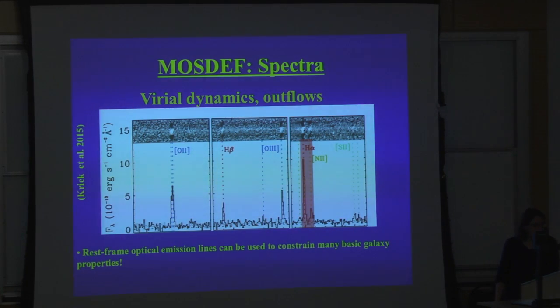Now, in addition to looking at the strengths of these lines, we can also look at their shapes. Okay, turns out the widths of these lines tell us something about kinematics, motions in the galaxies, and we can combine them with the sizes of the galaxies and the virial theorem to estimate the dynamical masses of these galaxies. But we can also look at the detailed shapes of these lines and look for deviations from a simple Gaussian profile and underlying broad components that might tell us either about AGN activity or else about large-scale outflows from the galaxies, kind of akin to the scenario that we saw with that nearby starburst galaxy, M82. Okay, so these are the types of things that we can learn from the spectra that we're collecting with MOSFIRE.